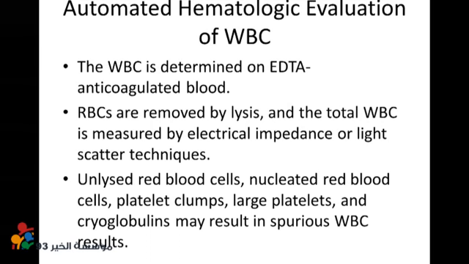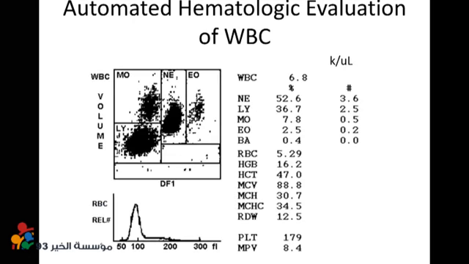The unlysed red blood cells, like nucleated blood cells or platelet clumps or large platelets or cryoglobulins, may result in spurious white blood cell results or the wrong white blood cell result. So this really gives us an idea of what we mean by the automated evaluation.